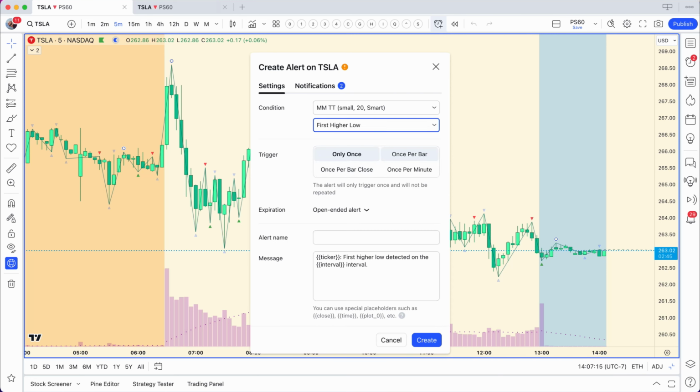That's what you care about. You want to get it once per bar. You want to do it every time it occurs. You want to get it, and you'll notice down here, when the message comes up, it'll say the name of the ticker. So in this case, Tesla, first high or low detected on the something interval. So they give us limited things we can say on here, but interval just means it would say 5 interval, which would mean the 5-minute time frame.